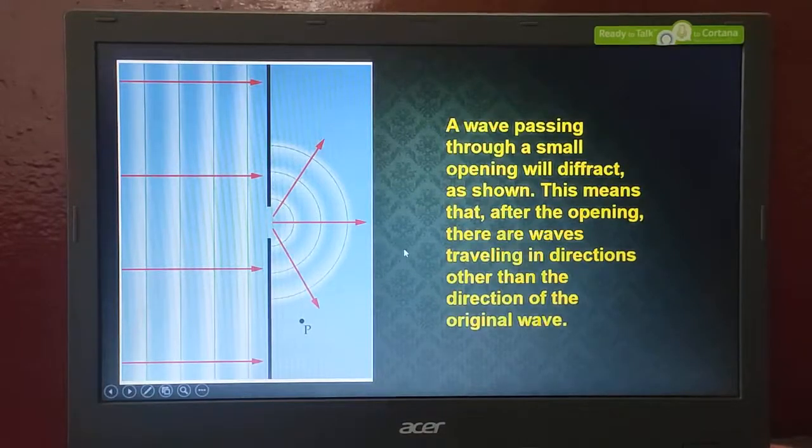Okay, this we call the property of diffraction of light. In case of the diffraction property of light, we can also call this changing the direction of the initial light rays. The property that changes the direction of the light rays is diffraction of light.